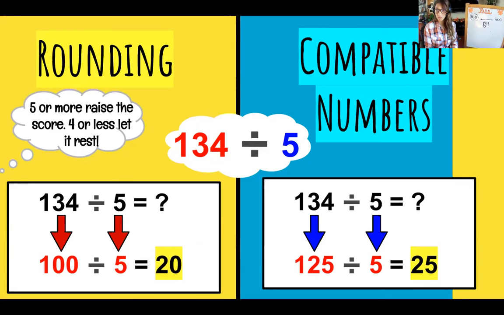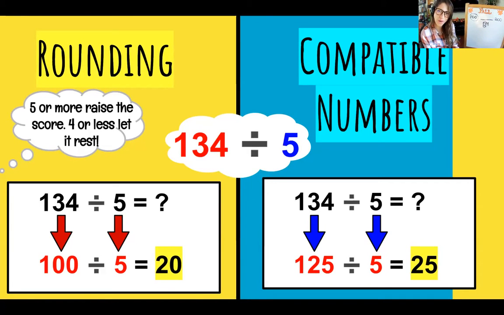That's one way to do it. With compatible numbers, I'm going to look at my 134 and I'm going to look at my 5. I'm always going to start with my divisor. So I look at my 5, I know that times table, and I'm going to bring my 5 down because I already know it. With my 134, that's something I want to change. This time I want to get closer.